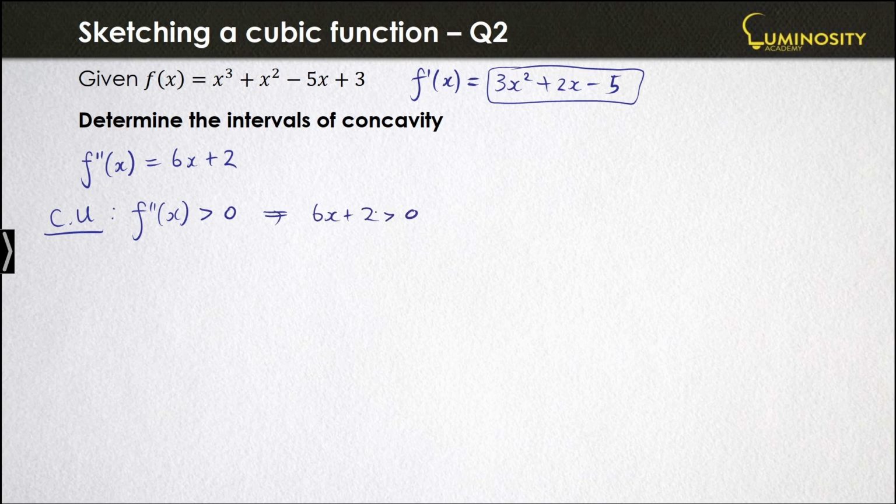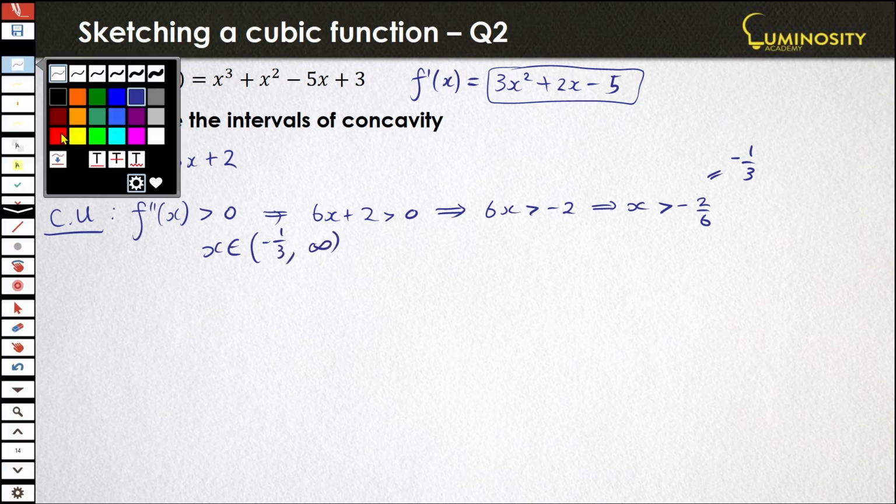This is a linear inequality, so we can solve it as follows. Bring the 2 across, so greater than negative 2. Divide both sides by positive 6, so x is greater than negative 2 over 6. Negative 2 over 6 simplified is negative 1/3. So on the interval, x is an element from negative 1/3 all the way to infinity, the graph is concave up.